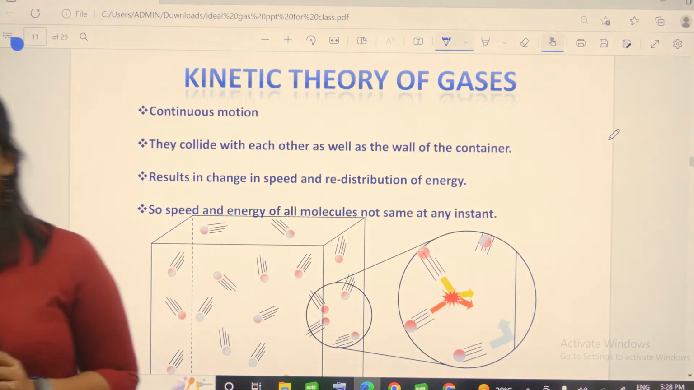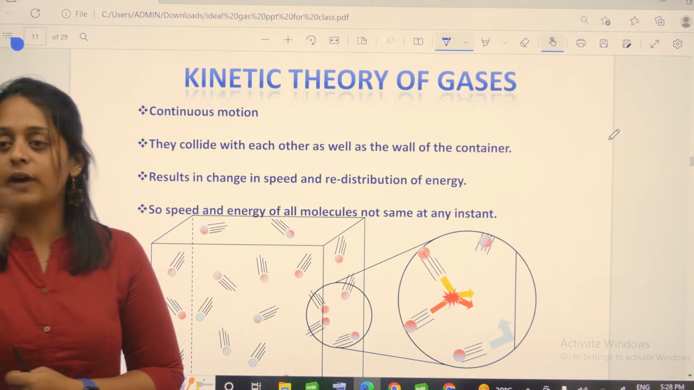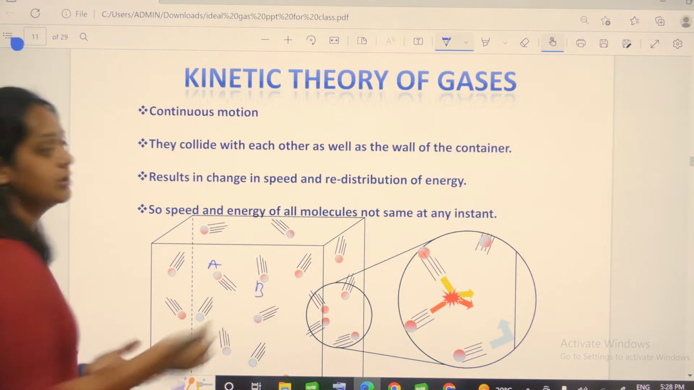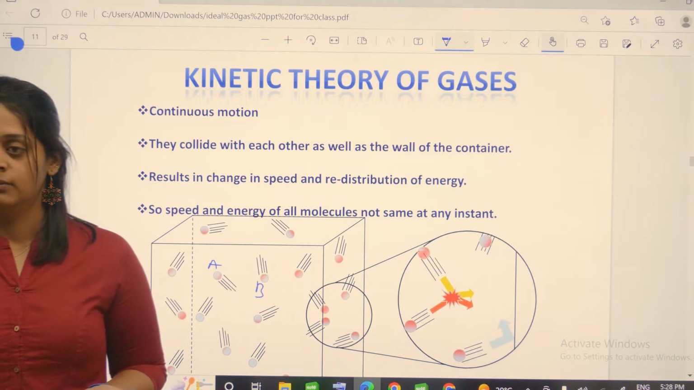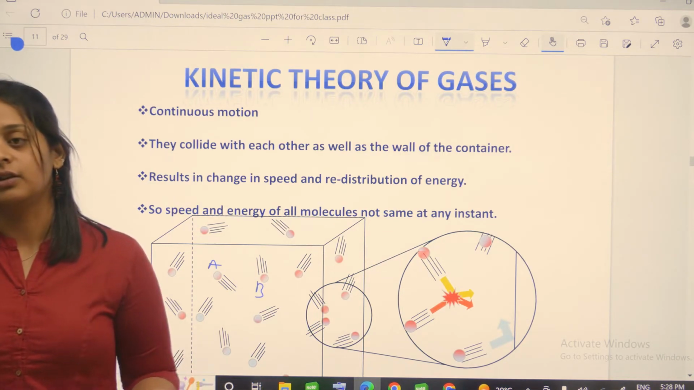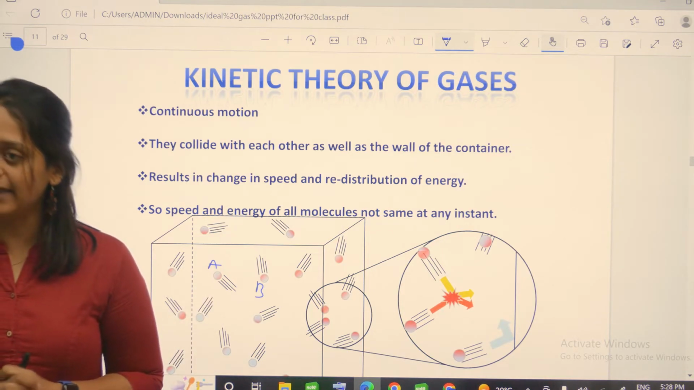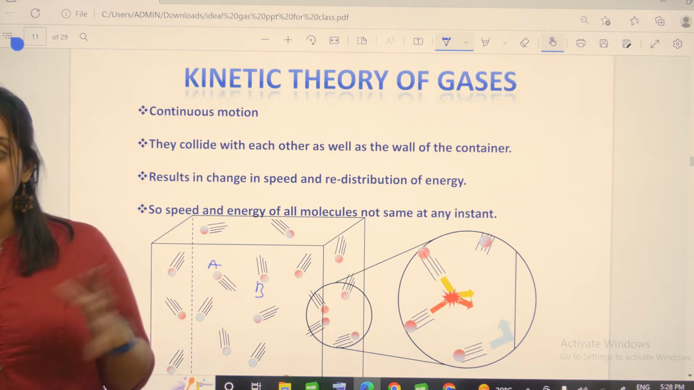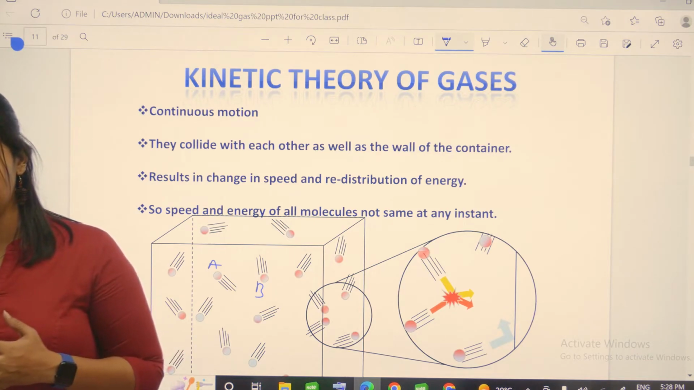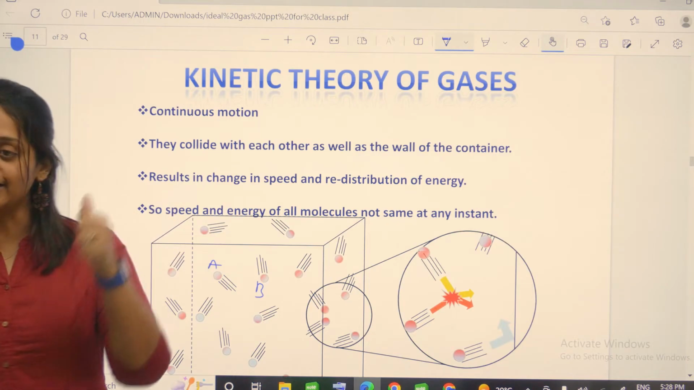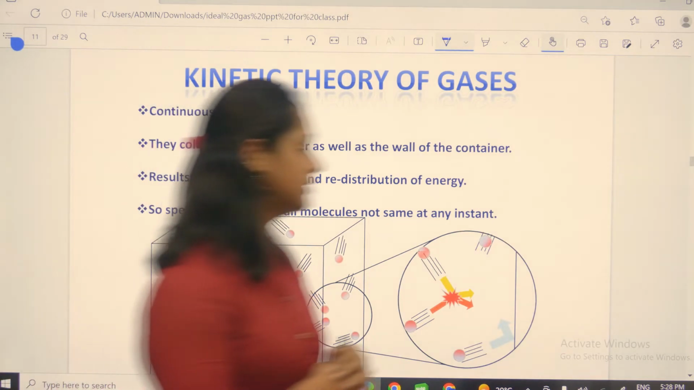So what am I trying to say? Every molecule, if I pick one molecule, let's say this is my molecule A, this is my molecule B, both the speeds will be different. Velocities and the speeds are different. So how do I compute the kinetic energy of that particular gas? For that, I have certain postulates, certain assumptions which I am going to make in order to arrive at that kinetic energy. What are those assumptions? Let's see.